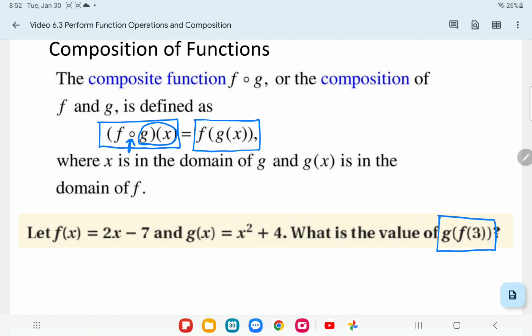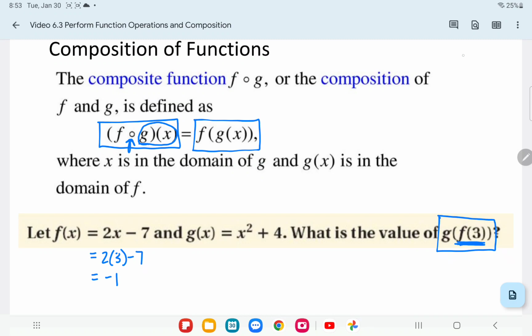If instead of finding g of f of x, we're finding g of f of 3. So in this case, our inside function is f. So you start with the inside. We're going to find what is f of 3. So our two functions are defined here. To find f of 3, we would plug in 3 into the f function. 6 minus 7 is -1. So f of 3 is -1.